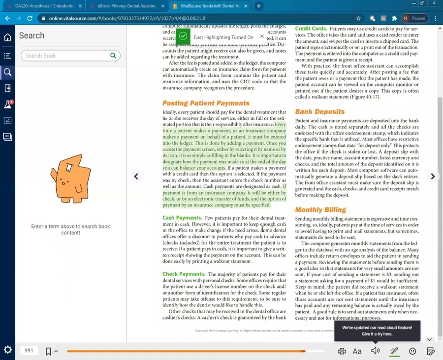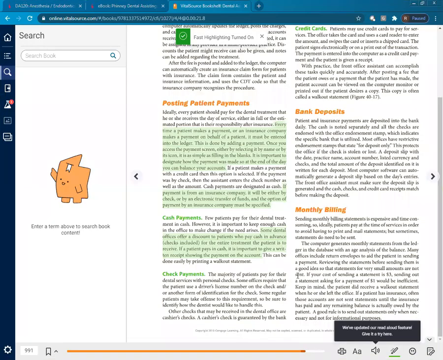So if someone is paying in cash, some offices will offer a discount to someone who pays cash in advance, including checks, for the entire treatment. That is to encourage patients to just pay for it and get it taken care of. It decreases the fees and the time and the possibility of things being overlooked. So if a patient pays in cash, it's important to give a written receipt showing the payment on the account for sure, guys, because cash cannot be tracked.